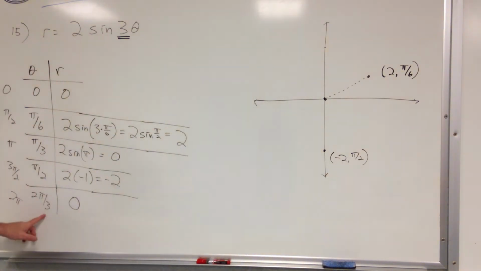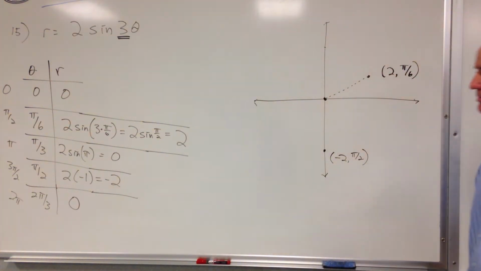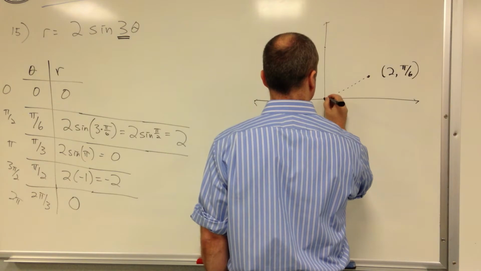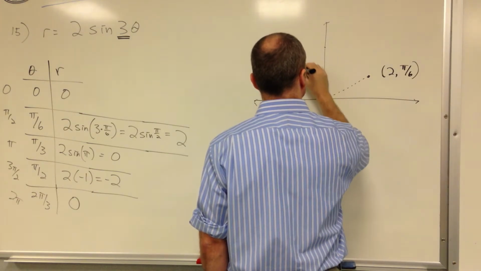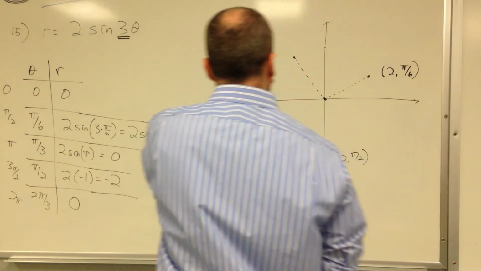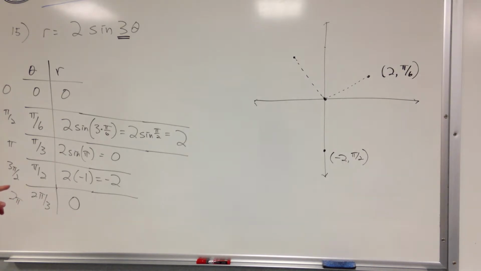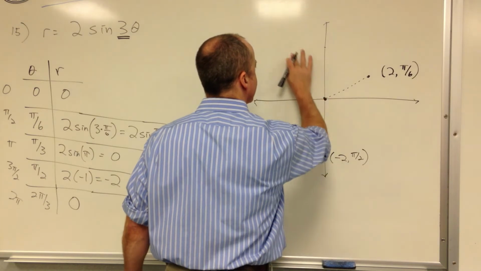And now, at 2 pi over 3, how many degrees is 2 pi over 3? 120. Something's not looking right to me there. That's 30. That's 60. Pi over 6. Pi over 3. You're at 0. 3 pi over 2. We got pi over 2. Not quite liking this. Oh, because 2 pi over 3 is 0. That's why. That's fine. I didn't have to do anything there. That's where we'd be facing.